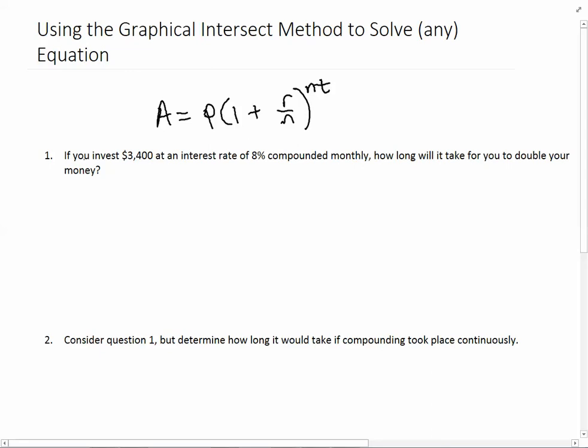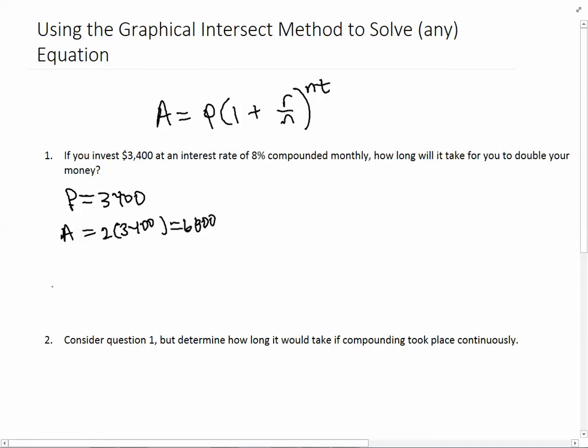So in this case, our question is, if you invest $3,400 at an interest rate of 8% compounded monthly, how long will it take for you to double your money? So what I know here is that I'm going to invest P equals 3,400. I want to have double that amount. Well, 2 times 3,400 is going to be 6,800.